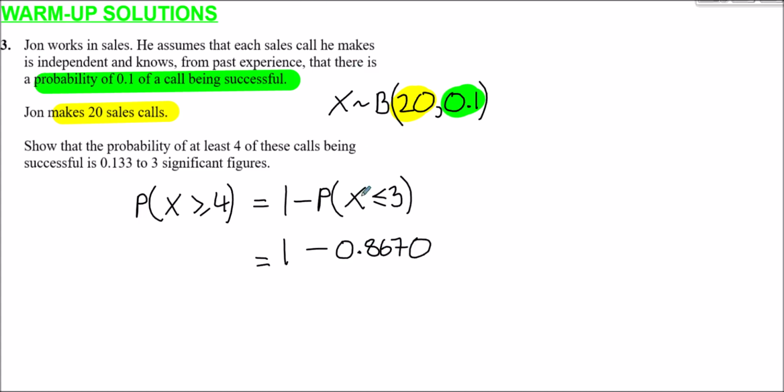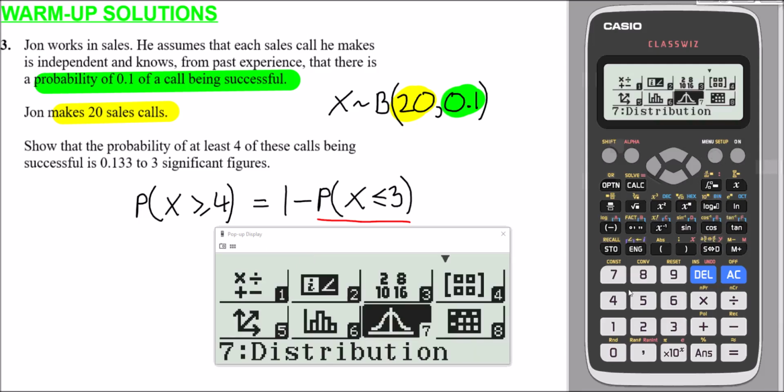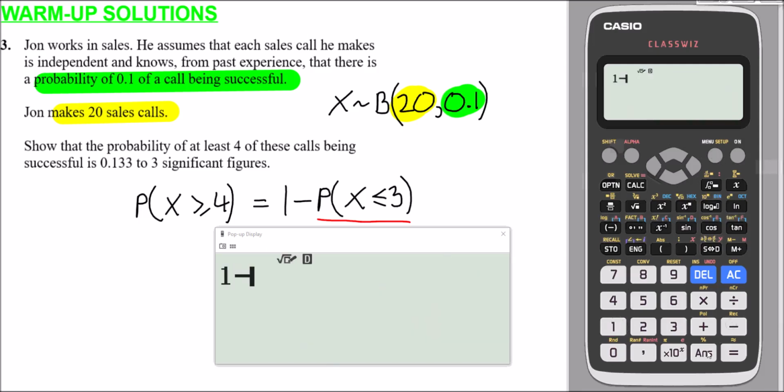So we've just worked out this probability, which gives us that. So the probability we're after is 1 subtract this one. So I go menu 1. 1 minus the answer I've just got is, as you can see, to 3 significant figures, 0.133, like we needed.